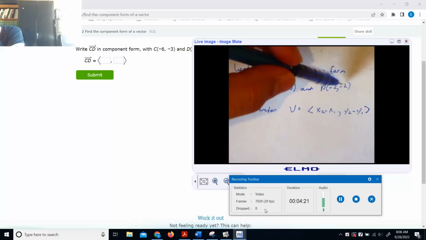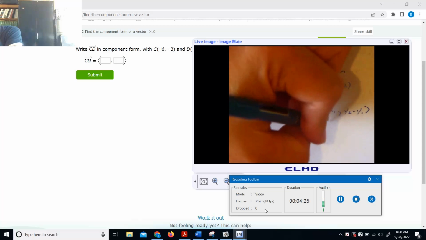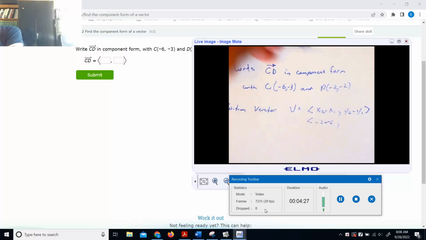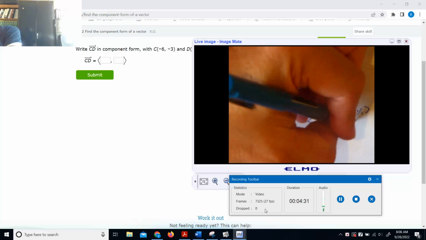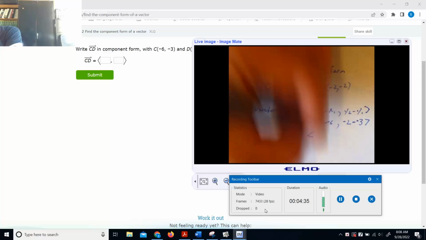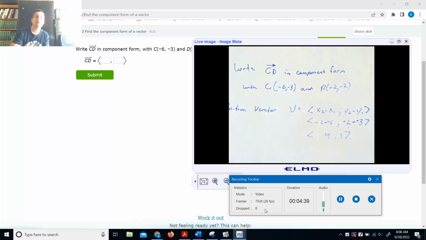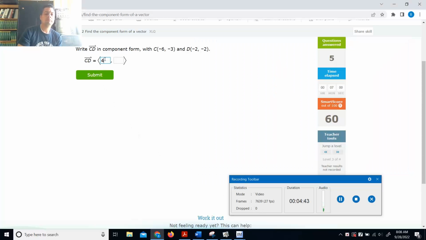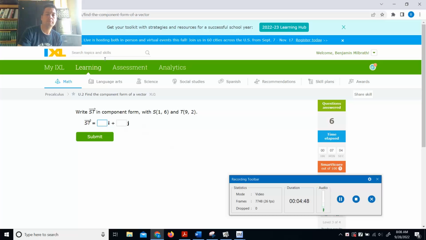Now, anyways, x2 minus x1 is going to be negative 2 minus a negative 6, comma, y2 minus y1 is negative 2 minus a negative 3. And that's going to give me a component form of 4, 1. That should be it. Let's see. Correct.